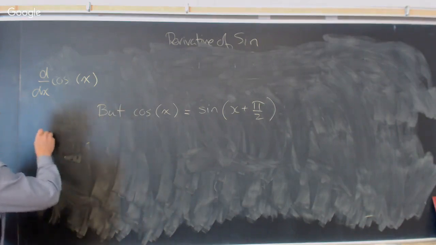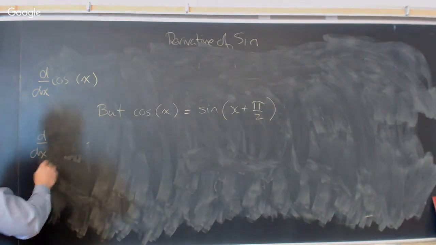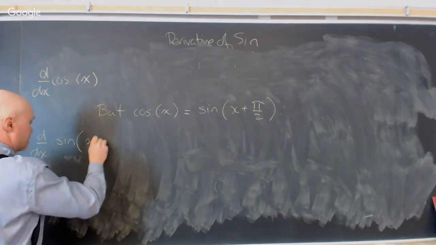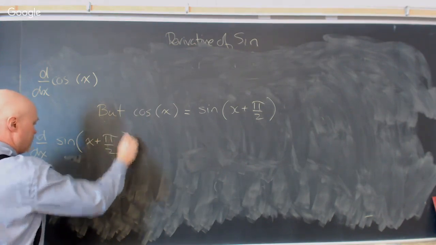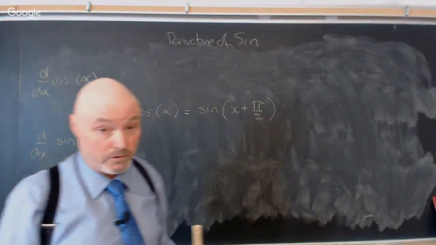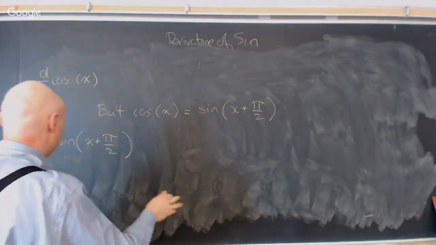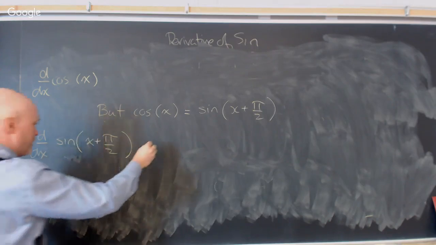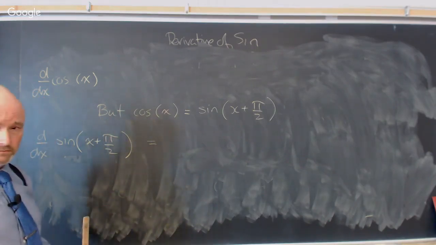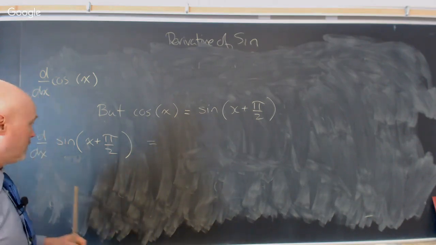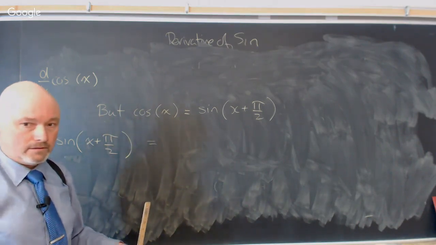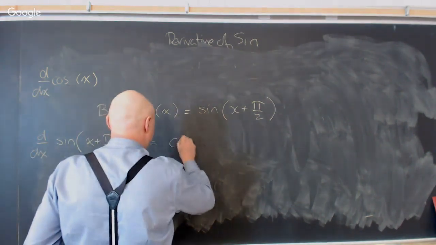So instead, here's what I'm going to do. I'm going to take the derivative of the sine of x plus pi by 2. I'm going to find out what that is, and then I'm going to see if I can simplify it a bit with another identity. Same thing, it's identical. It's continuous everywhere, so no weirdness is going to pop out on me. What's the derivative of sine? Cosine. Easy.